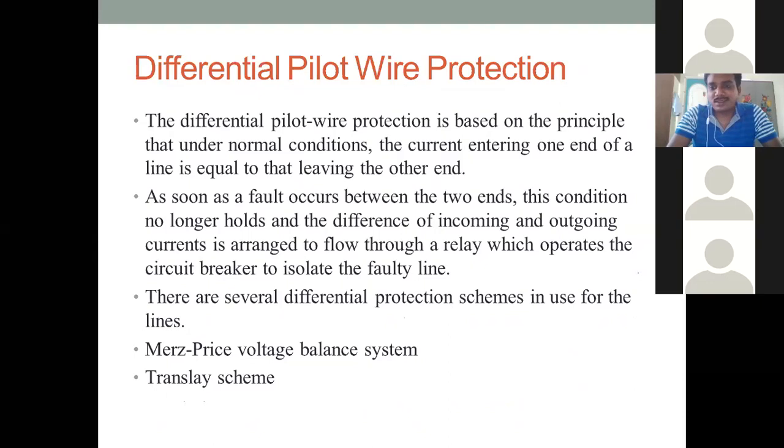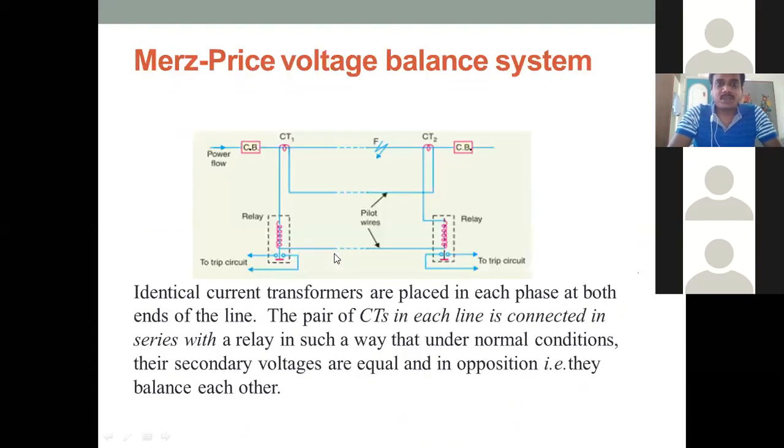You already know what the pilot wire connection is. It comes under the Merz-Price circulating system, the same one you studied for the protection of alternators and transformers. The translay scheme you also studied in the first unit, I think. There are several differential protection schemes used: the Merz-Price voltage balance system and translay schemes. This is the Merz-Price circulating current system, and this is the Merz-Price voltage balance system.